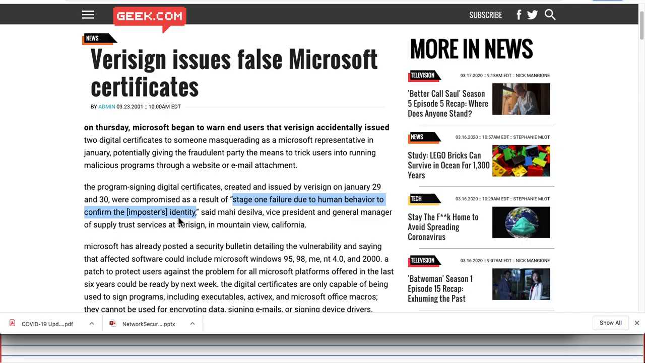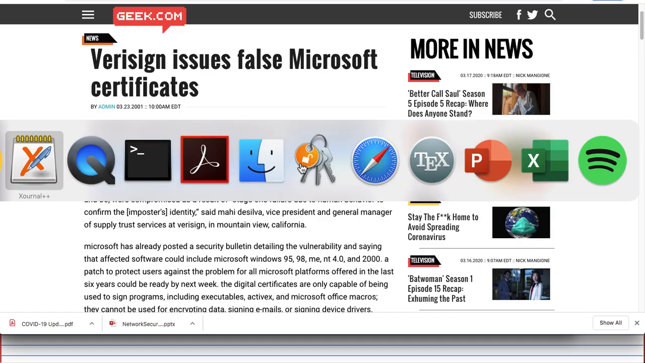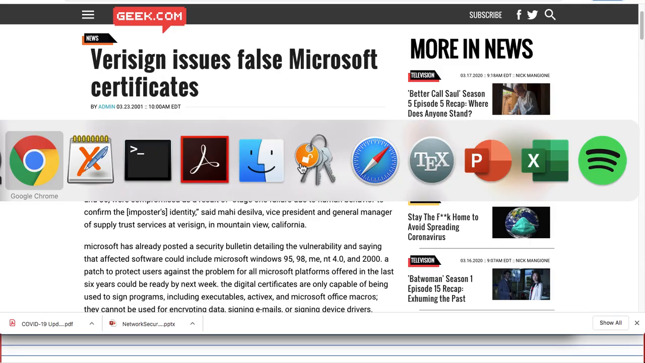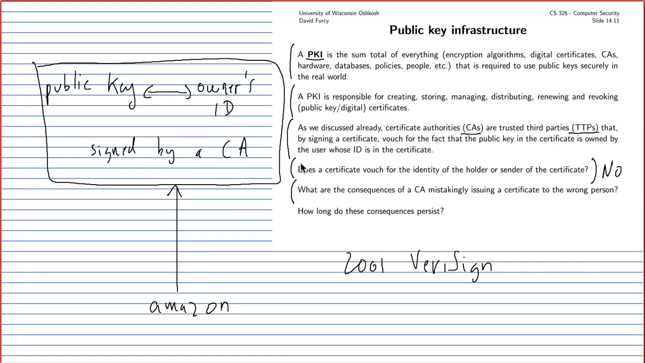Well, it could actually be pretty damaging. For example, people claiming to be someone else and grabbing your information, or in this case, it would allow them to trick users into running malicious programs, viruses, and so on. So let's say that such an incorrect certificate is issued. How long does it take to fix the problem?